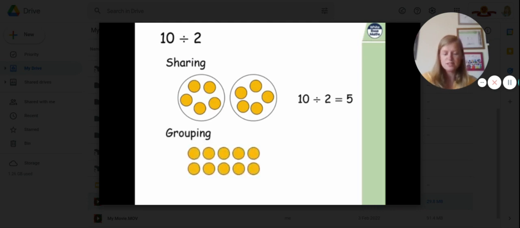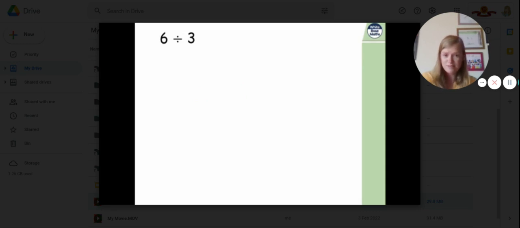The other way of dividing is using grouping. Again, I have 10 counters, and this time I look at the 2, and I know it tells me how many I need to put in each group. I'm going to make groups of 2, which I've done. I know when I'm grouping that the last number will be how many groups I've made. So 10 divided into groups of 2 is equal to 5, because I've got 5 groups. Same answer, but different methods.